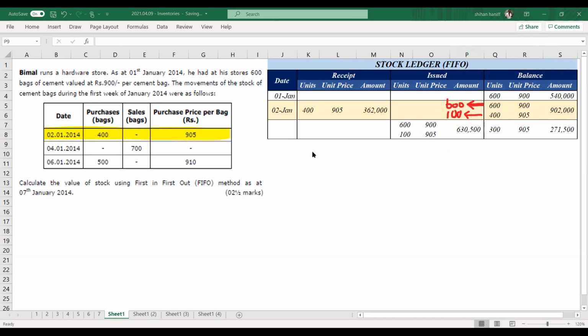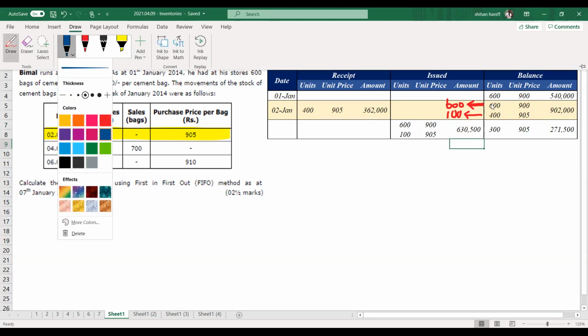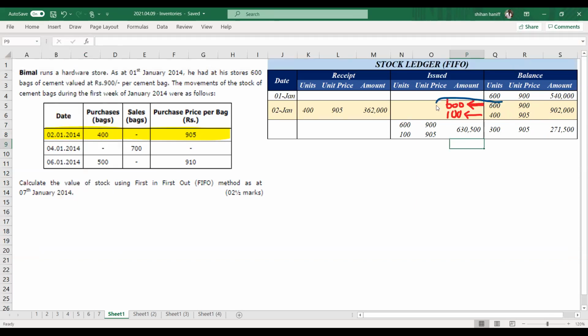How did the 100 come? There is a question. The 100 came like this: 600 is issued. Now you need to issue 700. So if 600 was issued, another 100 is remaining. So that 100 you have to take from this. So out of 400, if you issue 100, remaining is 300 from this. Is it clear?